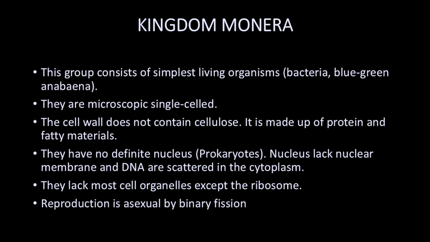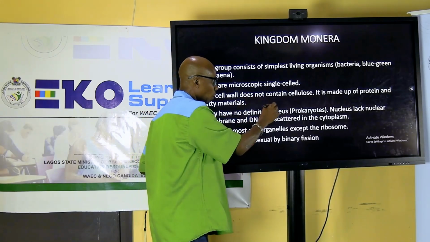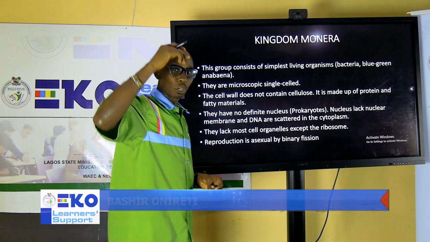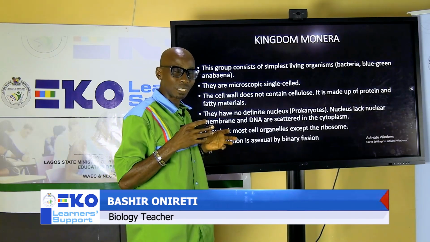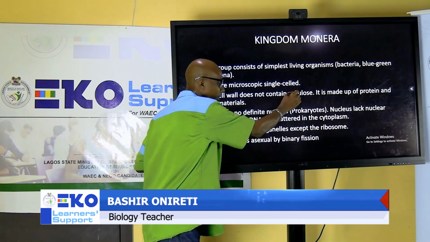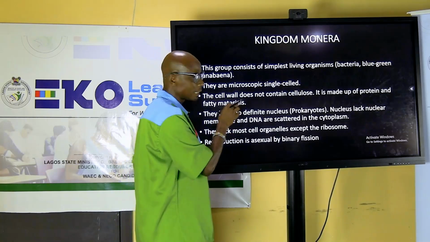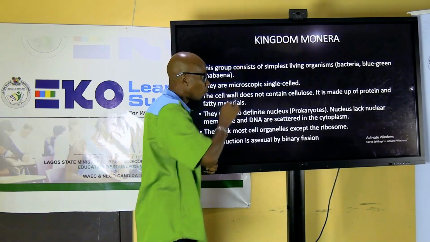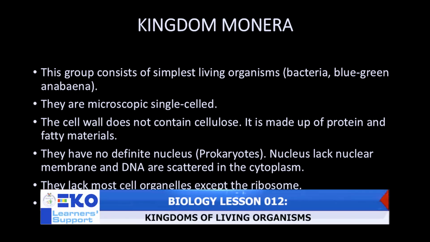One of the reasons why we decided to give them their own kingdom is because their cell wall lacks cellulose. If you check some old classification, they are classified under plants in the division Schizophyta. But because their cell wall does not have cellulose, that is why they are removed from the plant kingdom and are placed in their own kingdom. I said it is made up of protein and fatty materials. In plants, the cell wall is made up of cellulose.